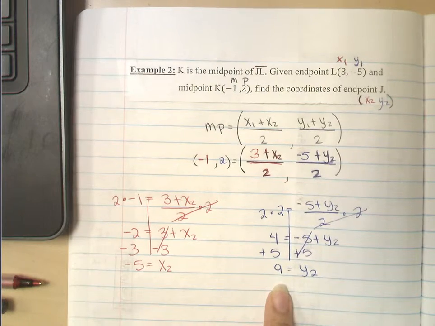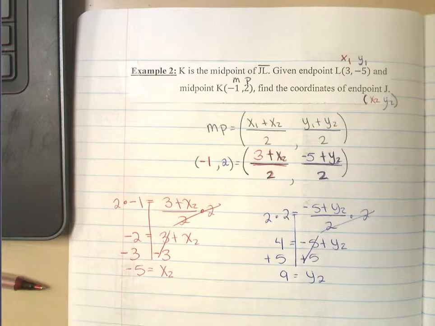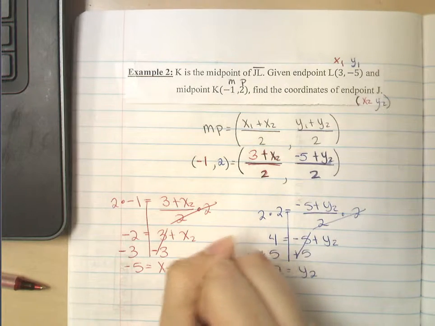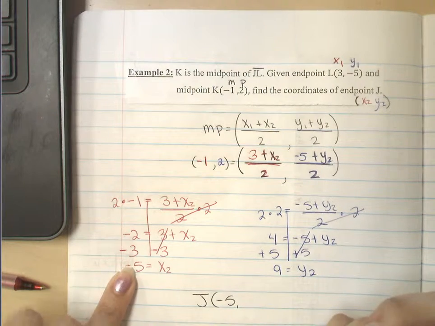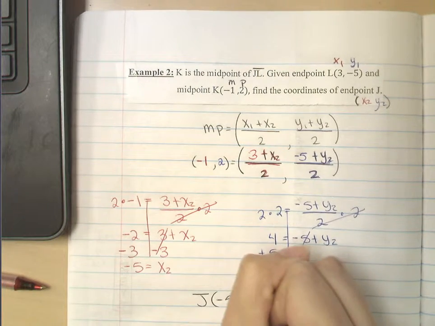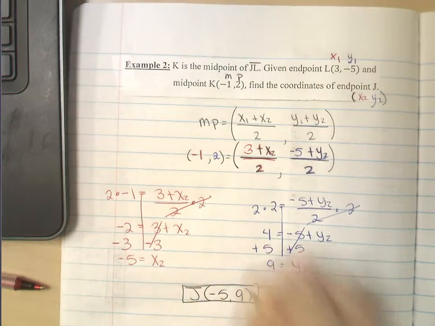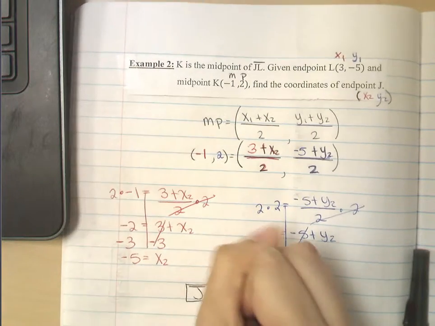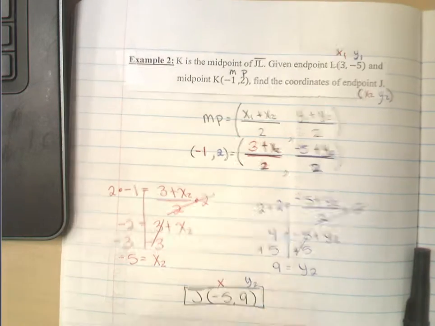So my solution, they're asking me to find the coordinates of endpoint J. My final answer is going to be J at negative 5, my x value, comma 9, the y value. This is your final answer. That's my x2, and that's my y2.